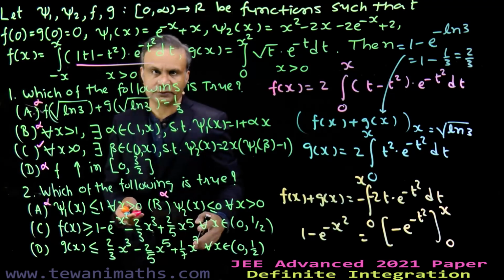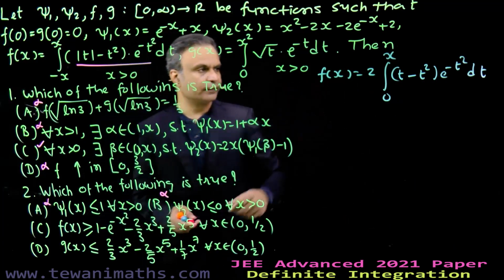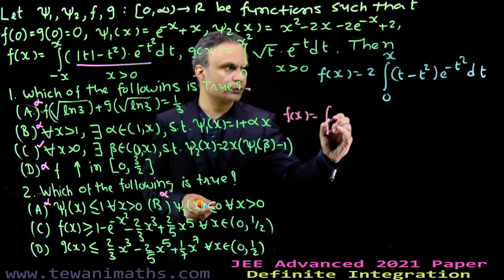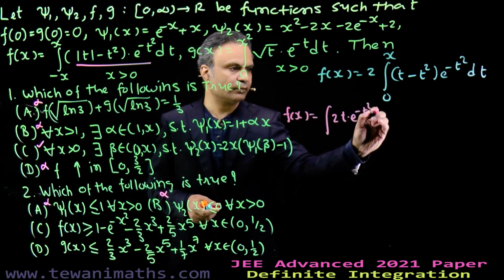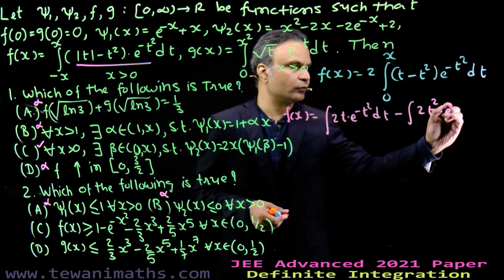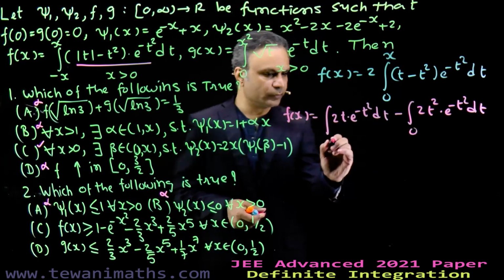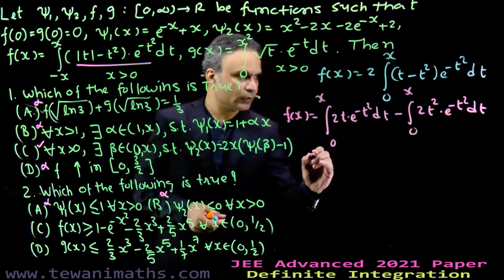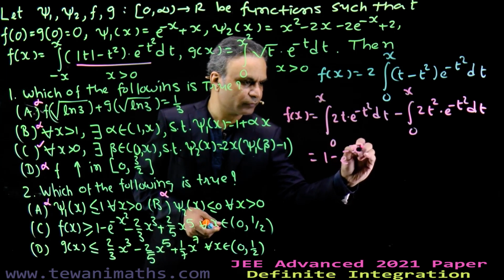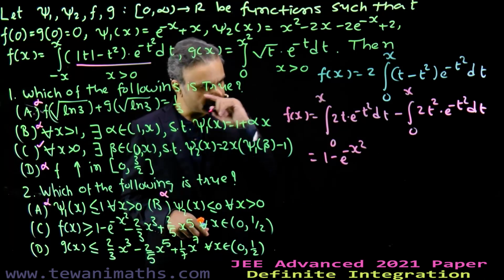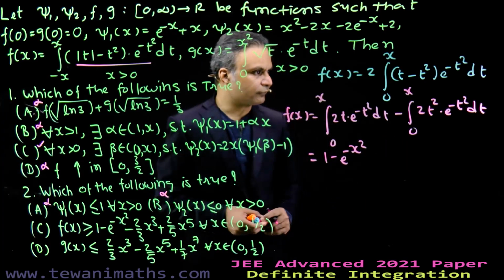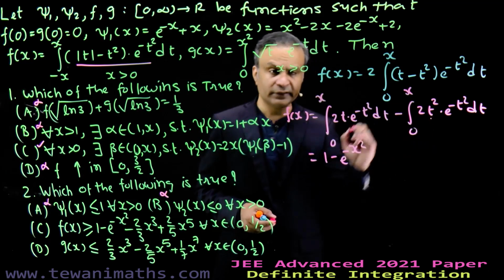Now let's check these two options. For this option we consider function f(x). We have f(x) is equal to integration of 2t e^(-t²) minus integration of 2t² e^(-t²), lower limit 0 and upper limit x. We just got the value of this, this is 1 minus e^(-x²). And here to integrate this we use expansion formula. Definitely this is non-integrable because here we have t square.